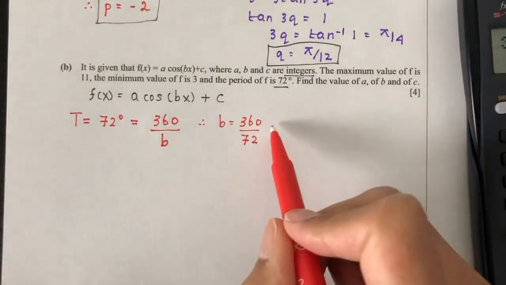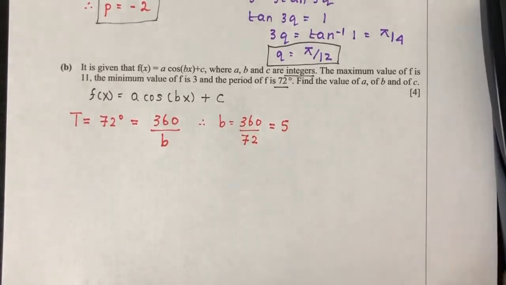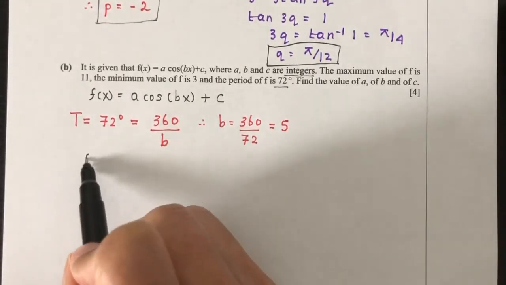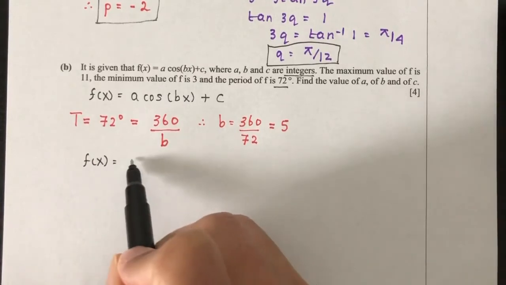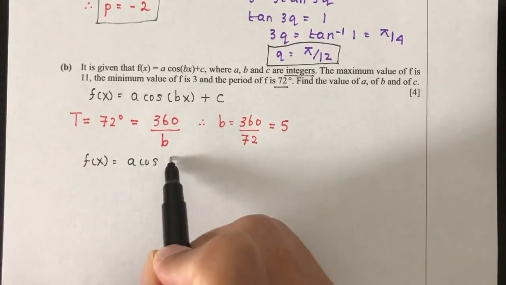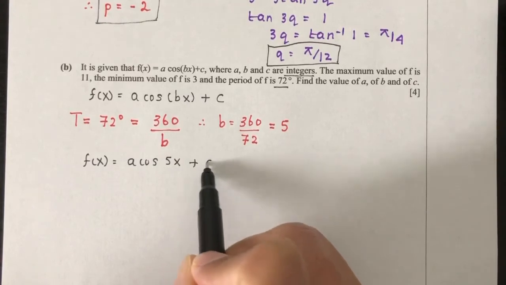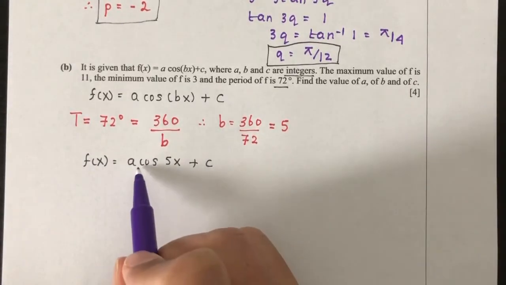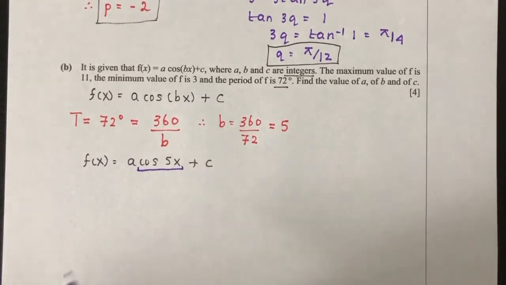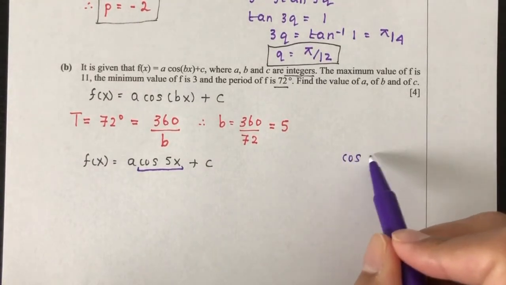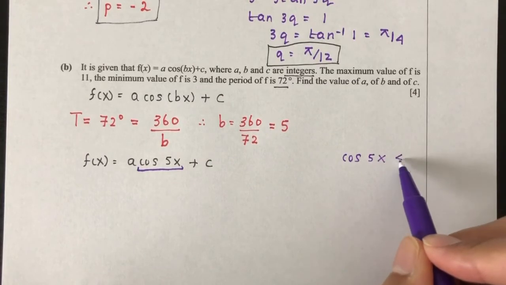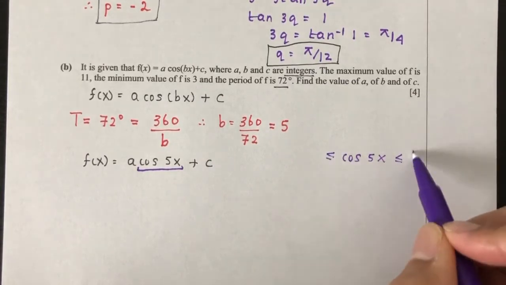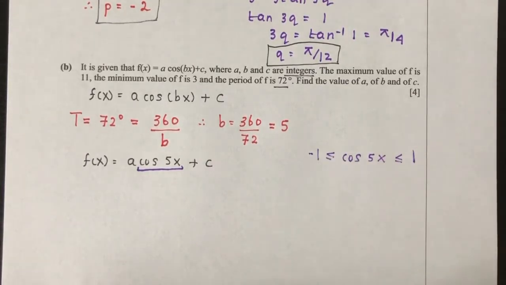That will be 5, so the value of b will be 5. Okay, that is the first thing. So right now our equation looks like f(x) = a cos 5x + c. Now something you have to know is, what is the maximum value of this expression? So cos of 5x can only be between 1 and minus 1.